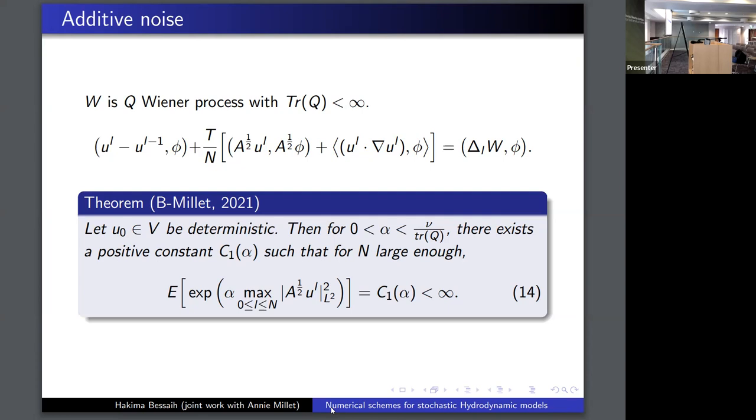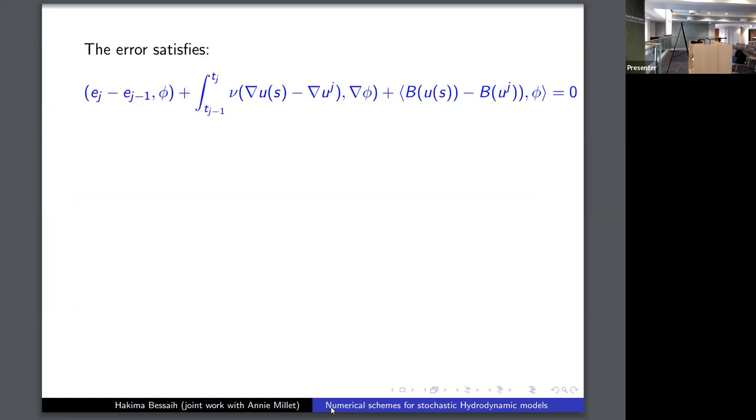And this is nice. It's a nice result. Not surprising for additive noise, but let me write now the error for when you have an additive noise. The difference between multiplicative and additive is that now the error is going to be the solution difference, and these are the nonlinear term, but this is zero now. I don't have the stochastic integral anymore.